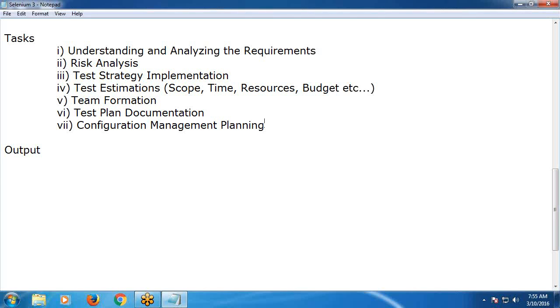Is it, if the requirement changes after the deployment, will the configuration management team need to give an approval? Okay, approvals. Okay, and I'm asking what is configuration management? Okay, Madhumati. Have any idea, Madhumati?